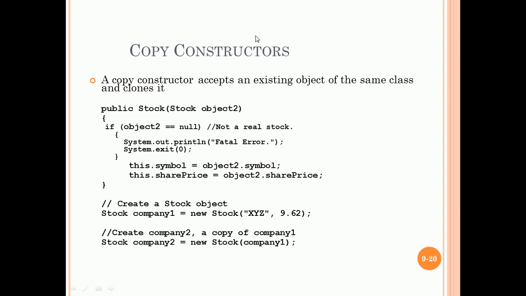What is the structure of the copy constructor? You write the structure of the constructor. Public is the access specifier, stock is the class name, and you pass another stock object into this constructor. Please remember, this is a constructor, it has no return type. Inside this constructor, first you write a check that the passed object should not be null. If it is null, then you should exit. Otherwise you copy the data of this object into the data of the object that will be returned from this constructor, right?